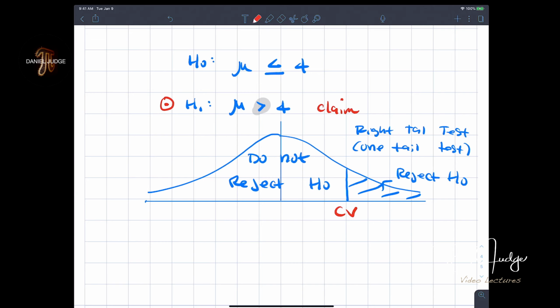So yeah, always look at the alternate hypothesis. In this case, it's greater than, it's pointing to the right. That's a right tail. If it's less than, it's a left tail. If it's not equal, it's a two tail. Always, always, always. So these are the three types of tests you guys can see here.